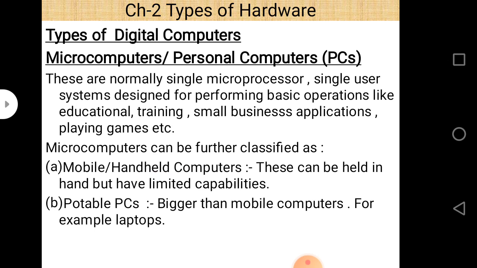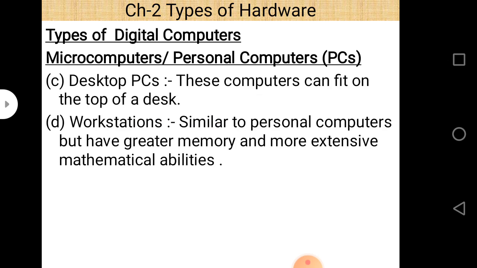Personal computers can again be classified into different categories, such as mobile or handheld computers. Mobile or handheld computers are called handheld because their size is as small as a mobile, but they have limited capabilities. They are not preferred for work, but they are easily portable. Second are portable PCs, bigger than mobile computers, for example laptops. You are all very aware of this concept. Next are desktop PCs, and last is the workstation.